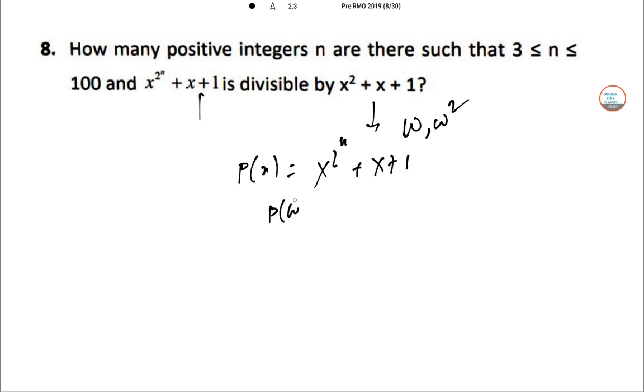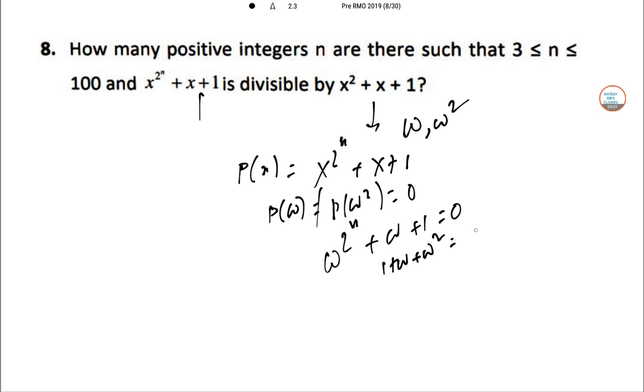So p of omega is 0. So omega to the power 2n plus omega plus 1 equals 0. Now we know 1 plus omega plus omega square, according to complex numbers, is 0. So this is equation 1, this is 2. Comparing equation 1 and 2, we get omega to the power 2 to the power n is omega square. Now omega cube is also 1.